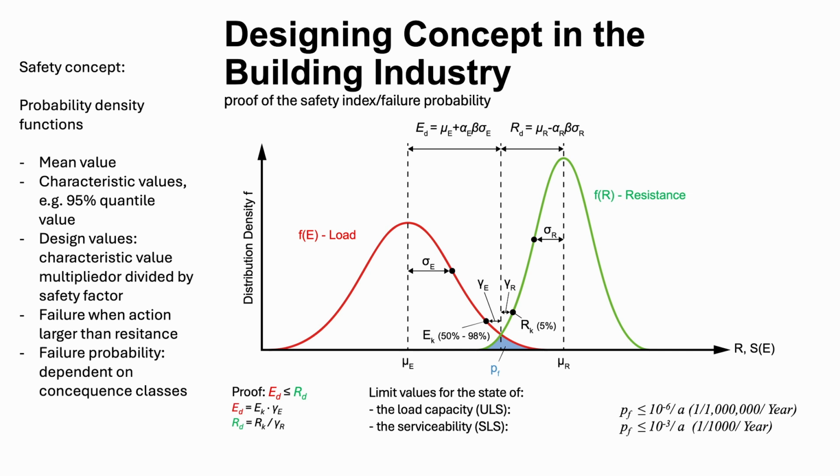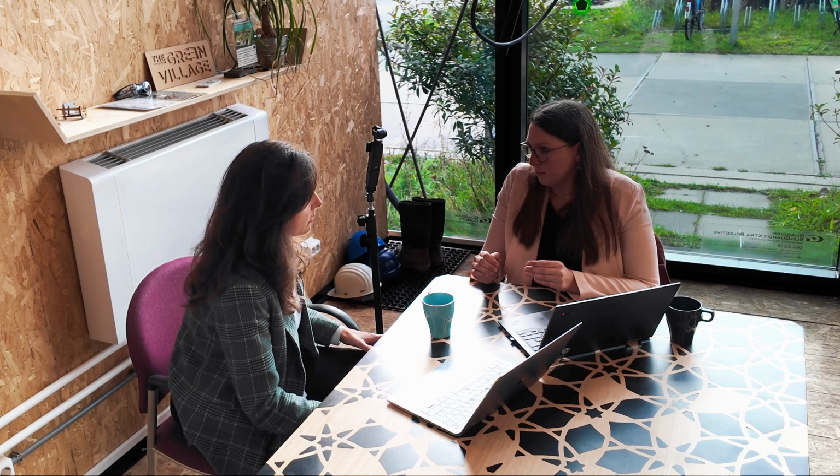So when we have a characteristic value of a load, we increase this load by multiplying the characteristic value with the partial safety factor. And on the other hand, we have our resistance, and the characteristic resistance value is decreased by dividing it by the partial safety factor. So let's have a deeper look at this.